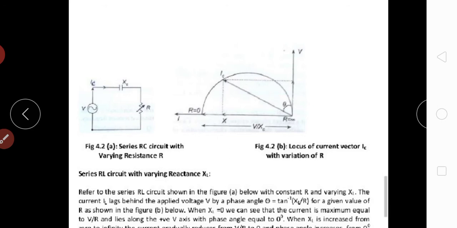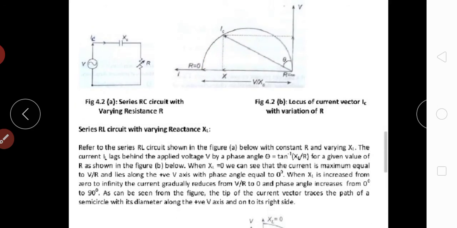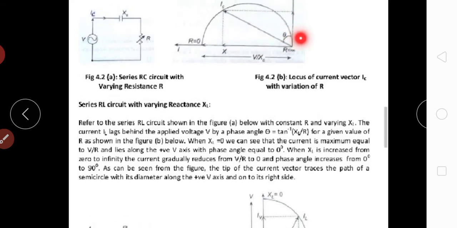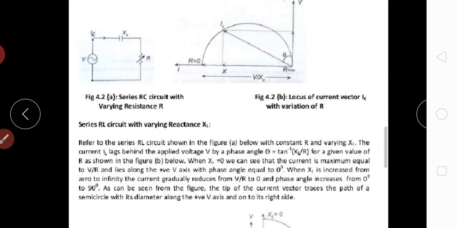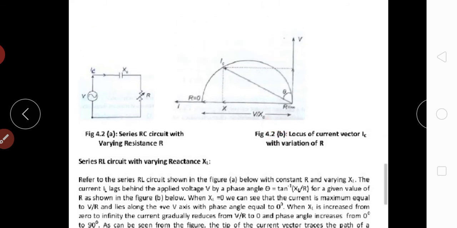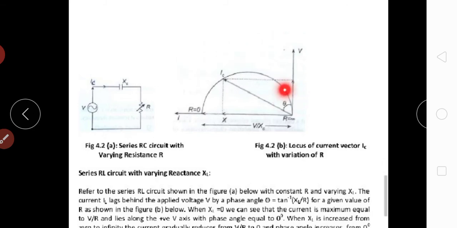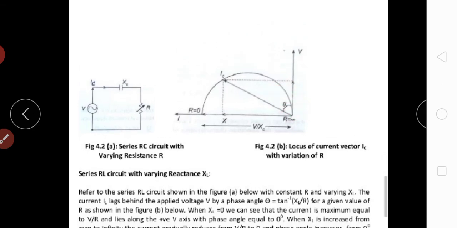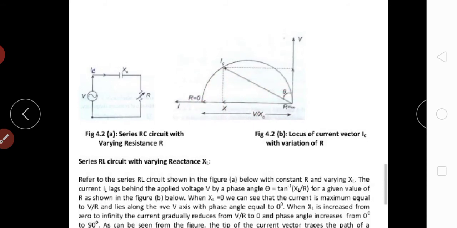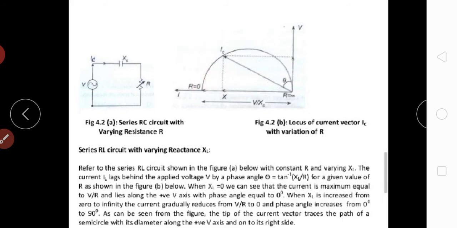Now by increasing the resistance value, the current vector decreases and rotates in a clockwise direction, this direction. It means the theta value decreases. So the initial angle equals minus pi by 2. By increasing the resistance value, the theta value decreases and finally reaches 0. Also this is the negative current axis, so this current equals minus V by XC. The current also reduces from minus V by XC to 0 if we increase the resistance value from 0 to infinity.